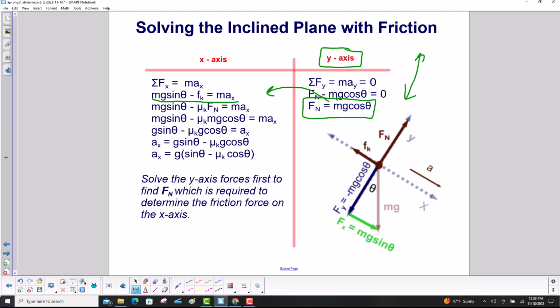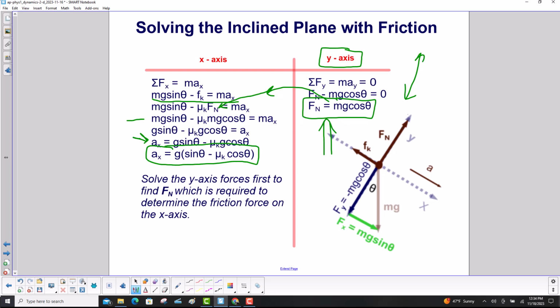Kinetic friction is mu k times normal, and here's where we substitute the normal value that we found for the y-axis into our x equation. And we have mg sine theta minus mu k mg cosine theta equals m a sub x. We cancel out the m's. We isolate a sub x on the left side, move everything else over to the right side, and then we factor out a g. This way we only have to multiply by g once.